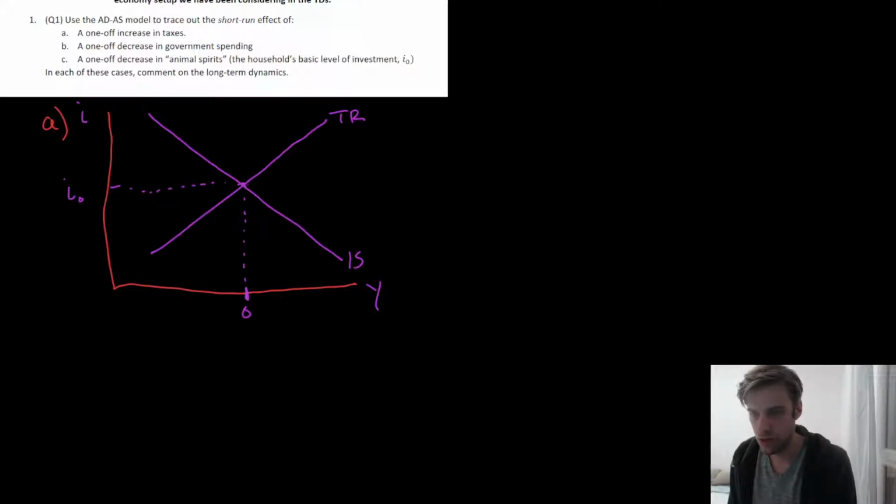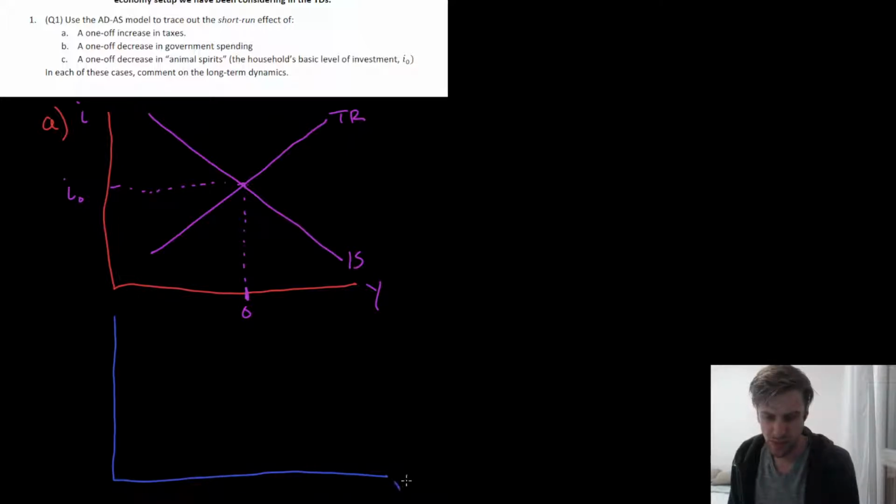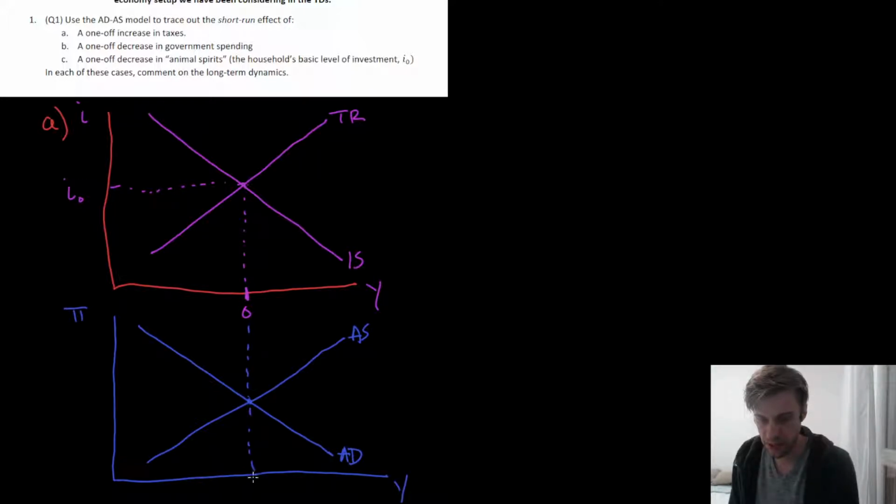Okay, and then we'll also draw the AS-AD, which is what the question actually asks us about. And that is going to be in output gap inflation space. We have an AD curve, and we have an IAS curve. Okay, and these line up. So this is also at 0. And it implies some level of inflation, pi 0. Okay. And now the question is asking, what happens if taxes go up?